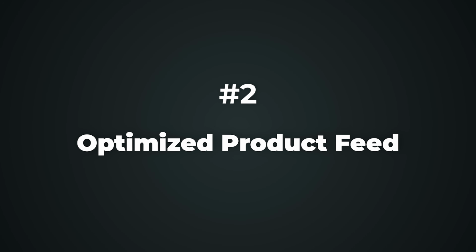Number 2 is an optimized product feed. And this is the part that most people will mess up. They get their Merchant Center approved, their products sync over from Shopify, and they think they're good to go, but they're not. Because your product feed is the foundation of everything.